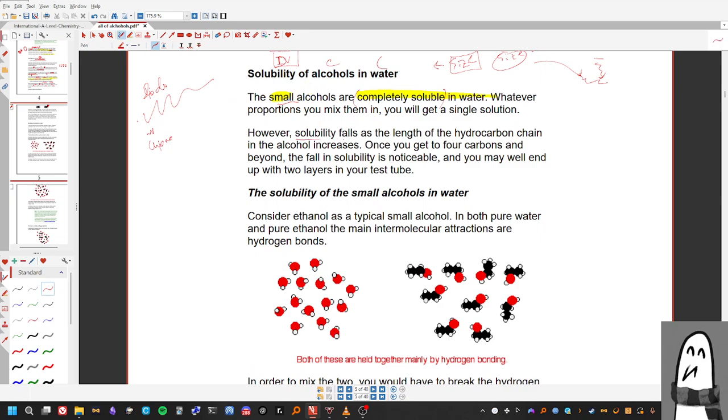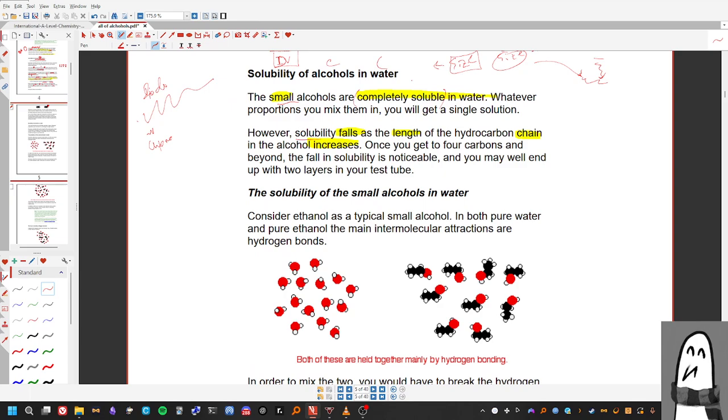However, solubility will fall as the length of the hydrocarbon chain of the alcohol increases. As you get to 4 carbons and beyond, the insolubility is noticeable, and you may well end up with 2 layers in your test tube. So what's going on here?